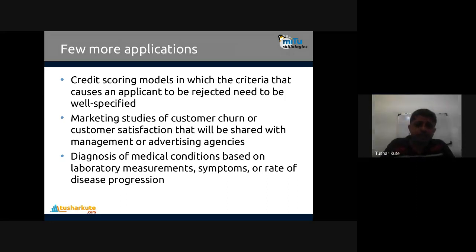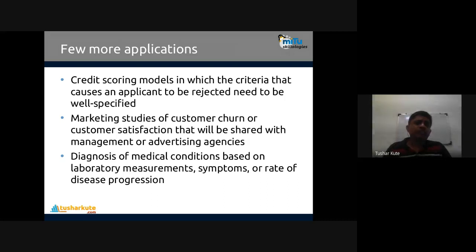Or marketing studies of customer churn or customer satisfaction that will be shared with the management or advertising agencies. Marketing agencies can use this, for example, when some customers are leaving the company. They are not repeat customers, they are one-time customers, and then they approach others. So why are they leaving? What are the reasons behind it? Can we reliably identify that a customer is going to leave your company? Leaving means they will not be getting the service or not be interested in the services or products of your company. So we can identify customer churn or customer satisfaction that will be shared with management or the advertising agencies.